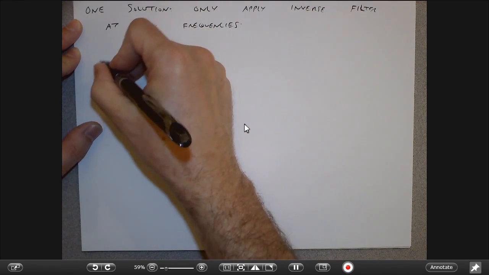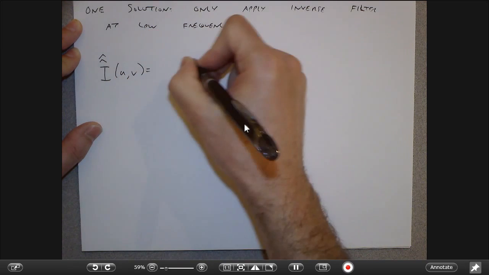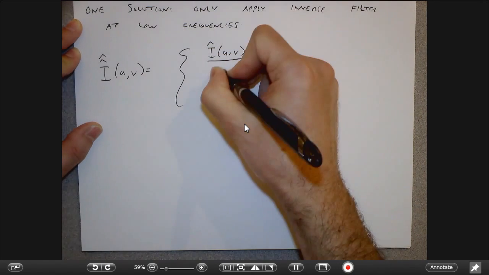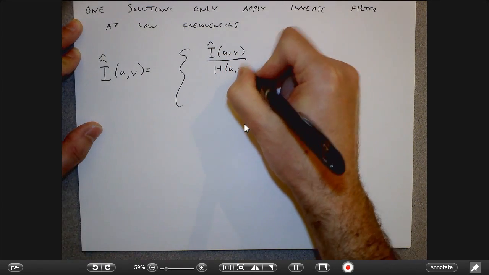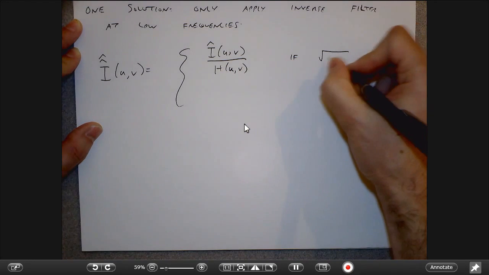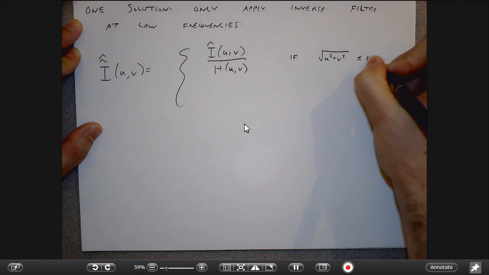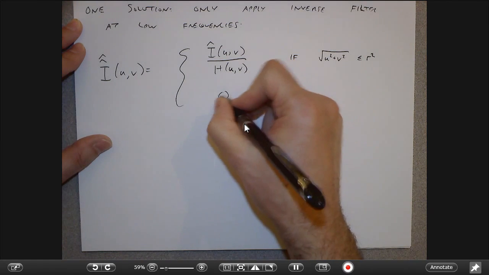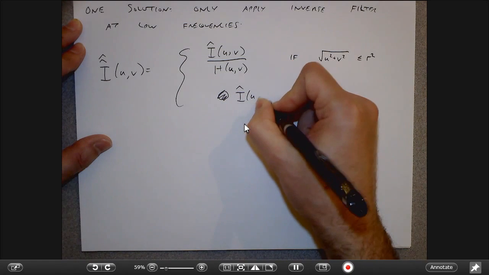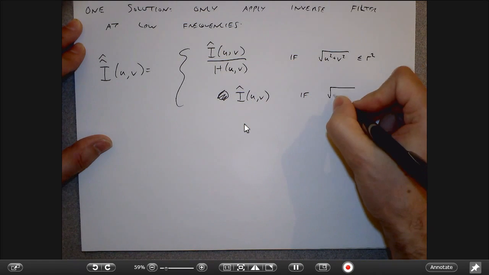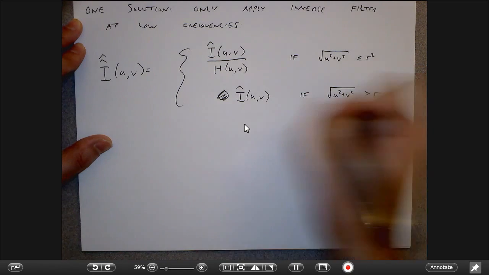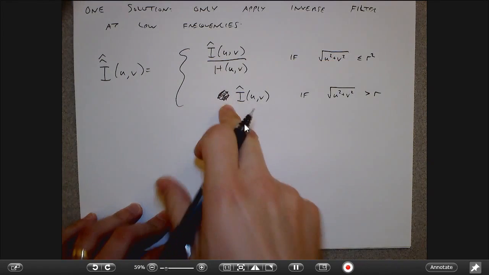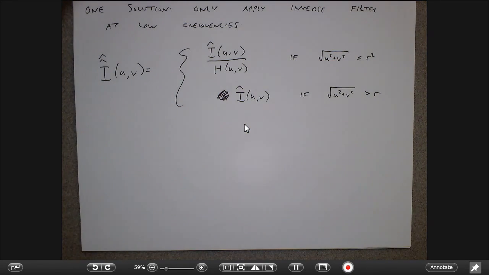And so that would be something like saying that my estimated output should be equal to the inverse filter for some sort of radius that's close to 0, and keep what I had before if I'm outside that radius. And probably what I want to do is kind of have a smooth transition between these two as opposed to just kind of like a step function. But this is the idea, right?